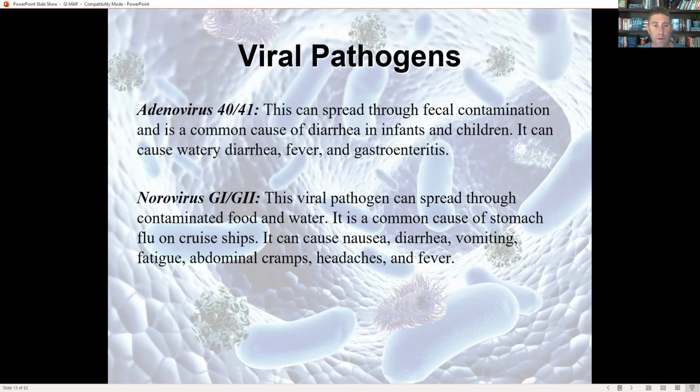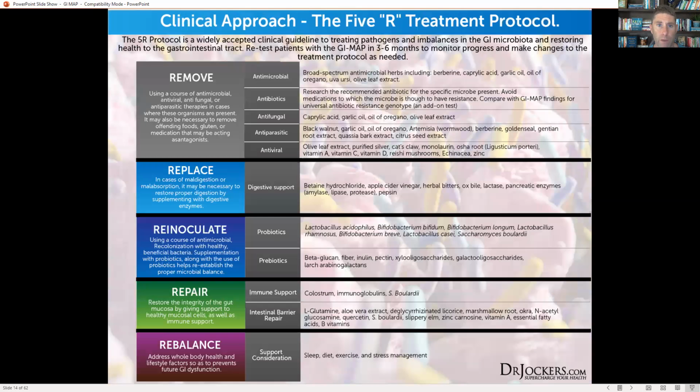Viral pathogens. So these are well-known viral pathogens as well that you can get from food, for example, fecal contamination. So adenovirus 40/41 and norovirus can both be in contaminated food and water. So things to look out for.